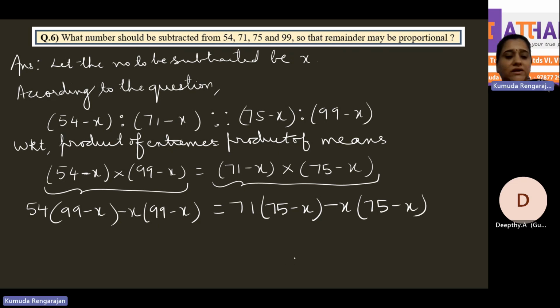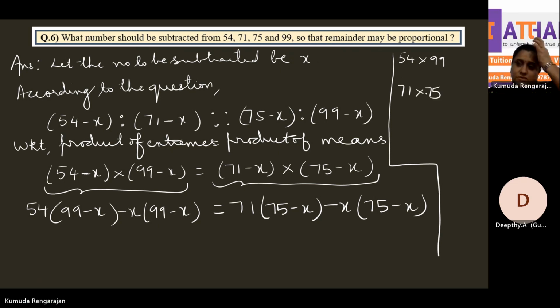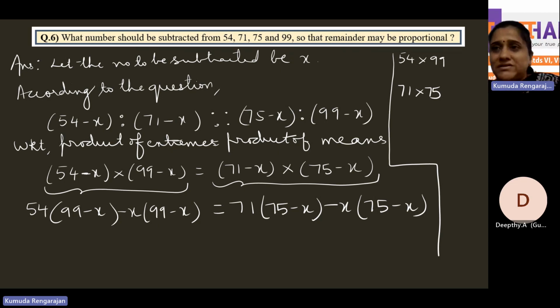Now I want you all to multiply these numbers and keep the products ready. Multiply 54 and 99 as rough work, then multiply 71 and 75. Keep these answers. Please take down the answer till here. We have not completed. Take down till here and then have the products ready.